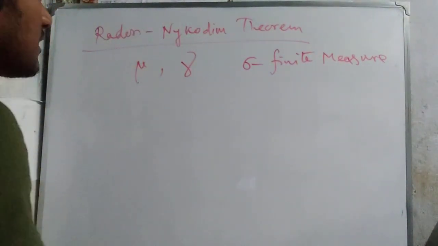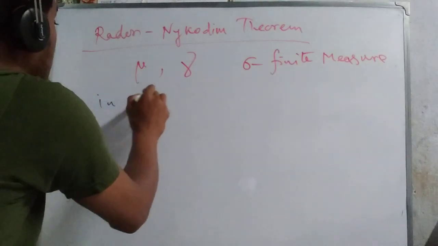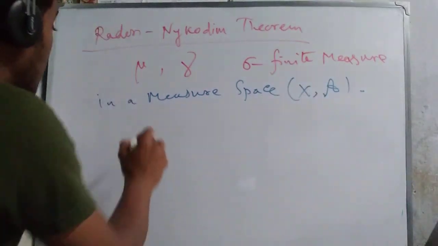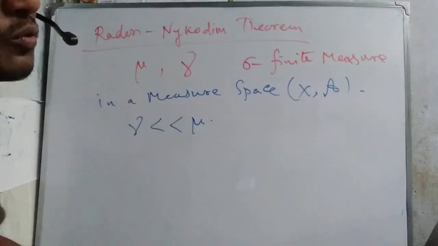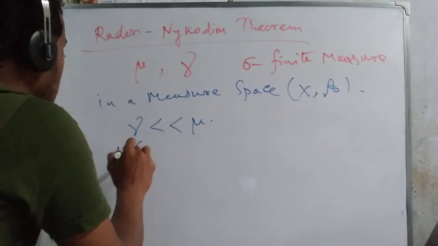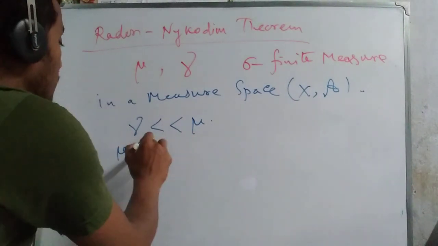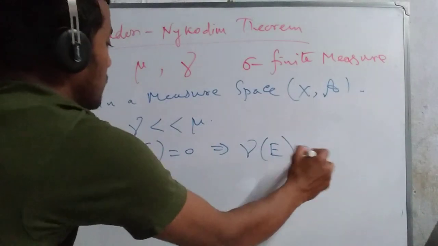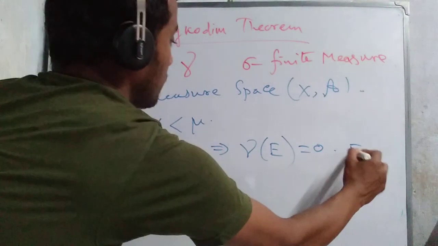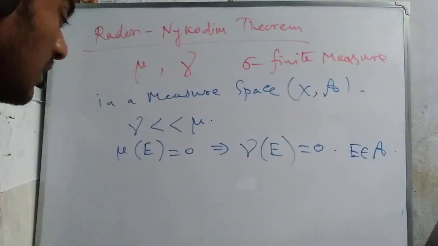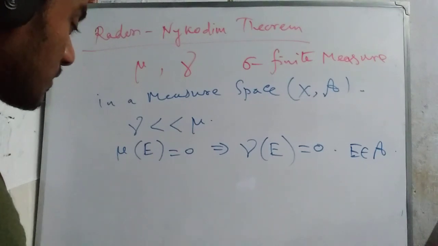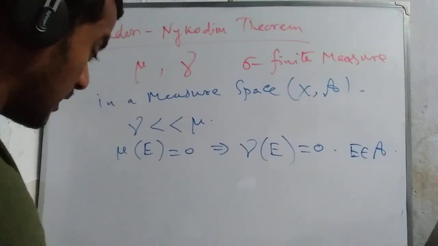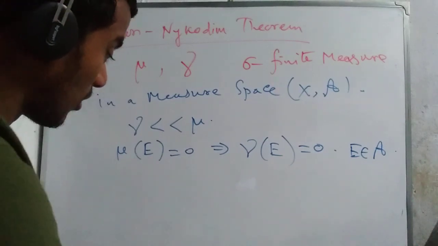And one, obviously this is in a measure space. Okay, in a measurable space or measure space, X with sigma algebra A. And next, gamma is absolutely continuous with respect to mu, which means if mu of E equal to 0 implies that gamma of E equal to 0, for E belonging to this algebra. Okay, I think this is the definition of absolutely continuous. Is there any problem here? I think not a problem at all.